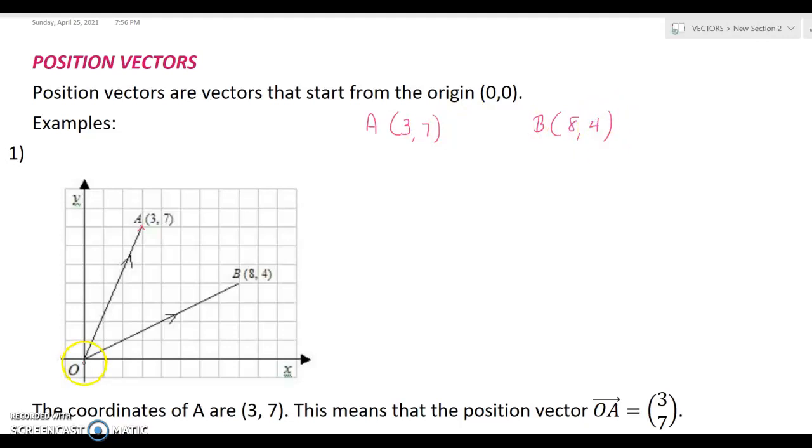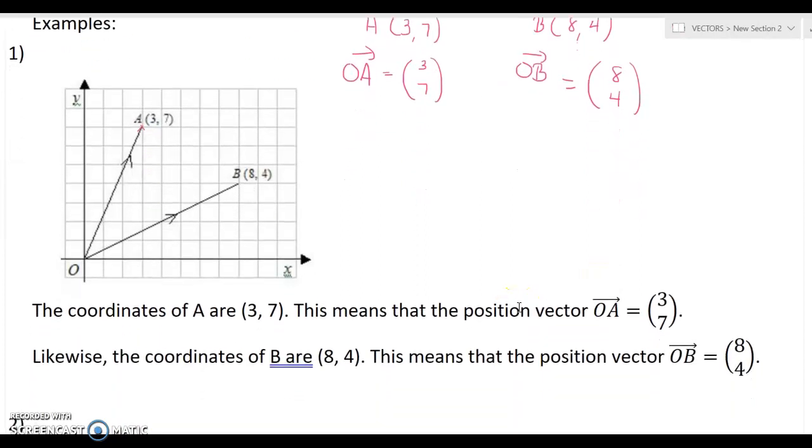If you look carefully, a position vector starts from the origin, so vector OA is a position vector. Position vectors always start with O at the front, because the O tells you it starts from the origin. So vector OA is (3, 7), written coming down as a column matrix. Likewise, vector OB is (8, 4). Both OA and OB are position vectors because they start from the origin O.